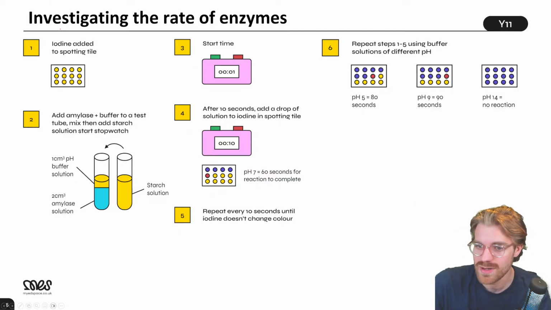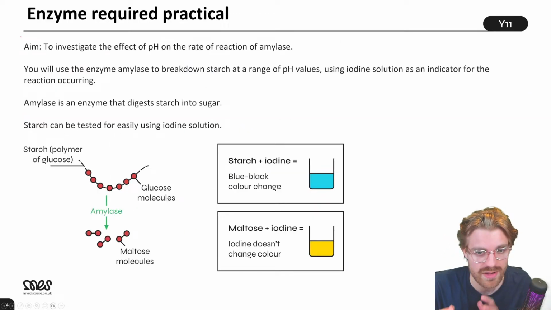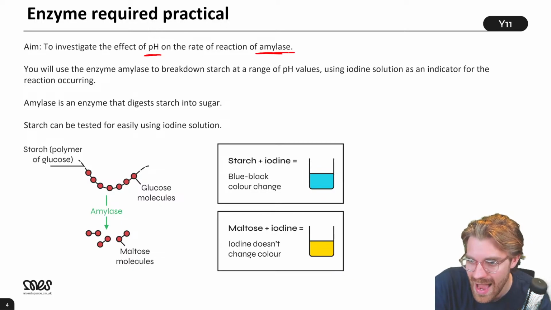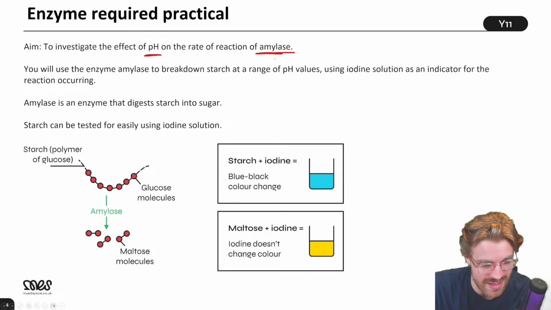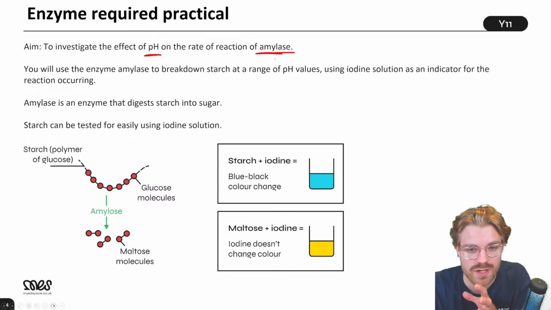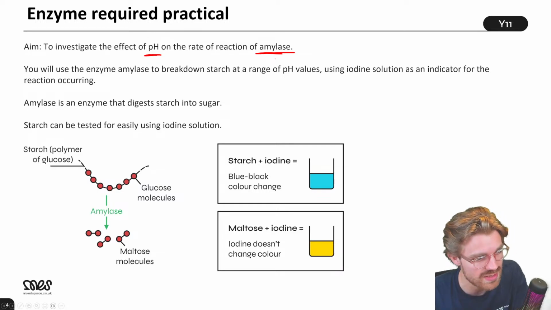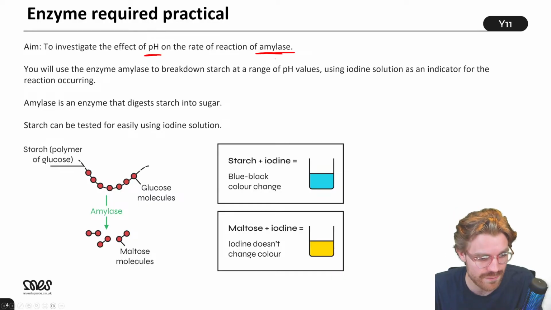I remember you. Okay, so investigating the rate of enzymes. Oh, we skipped a slide. There we go. Enzymes required practical. Our aim is to investigate the effect of pH on the rate of reaction of amylase. Now, there's a lot of different ways this practical could be framed to you or done. This is the way that you probably would have done it in school, but we might want to think about this slightly differently.